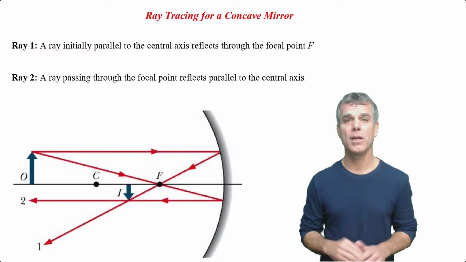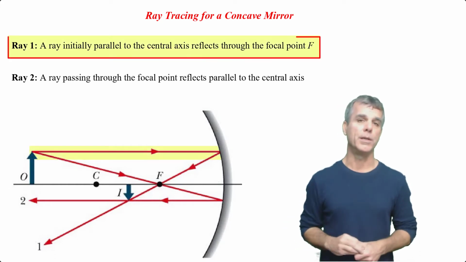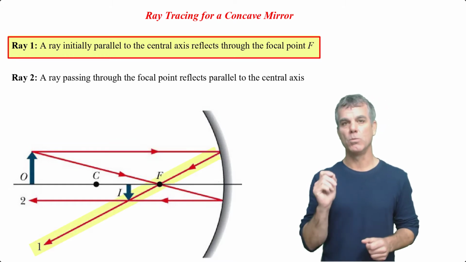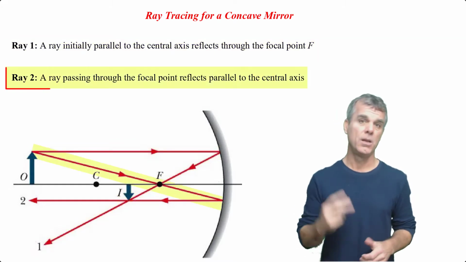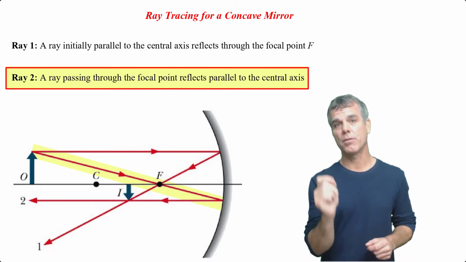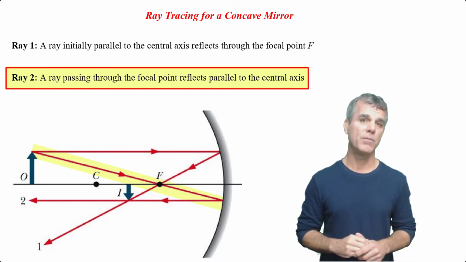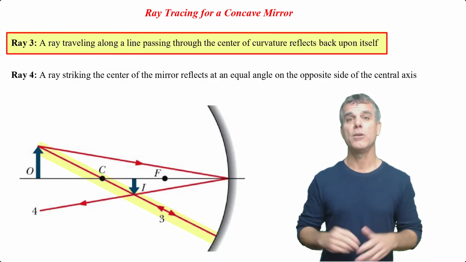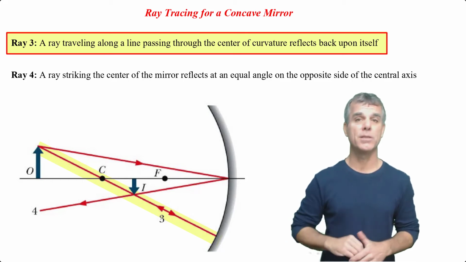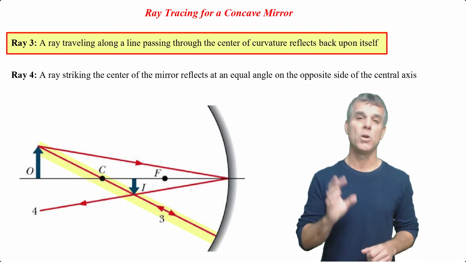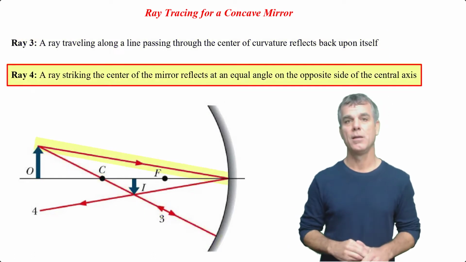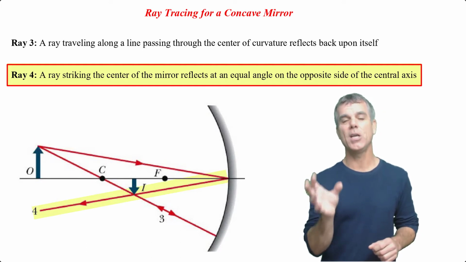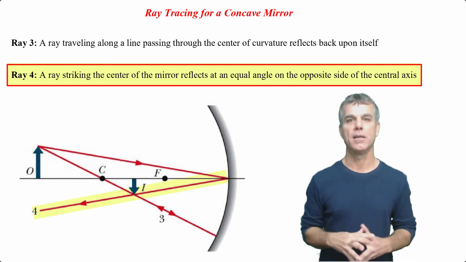The four principal rays are as follows. Ray 1. A ray initially parallel to the central axis after hitting the mirror will reflect through the focal point. Ray 2. A ray passing through the focal point after hitting the concave mirror will reflect parallel to the central axis. Ray 3. A ray traveling along a line passing through the center of curvature after hitting the mirror will reflect back upon itself. And finally, ray 4. A ray hitting the center of the mirror reflects at an equal angle on the opposite side of the central axis.